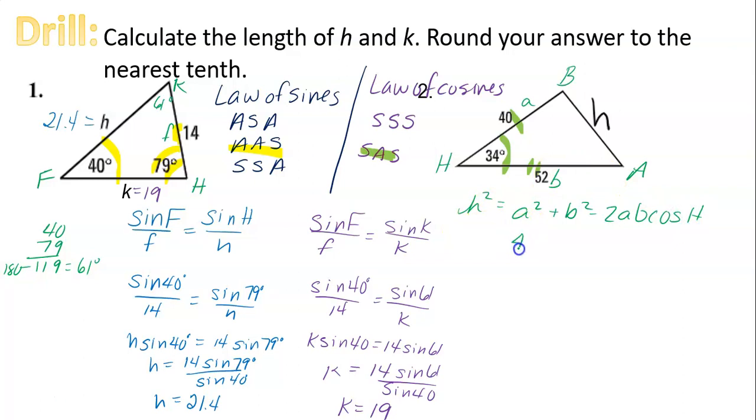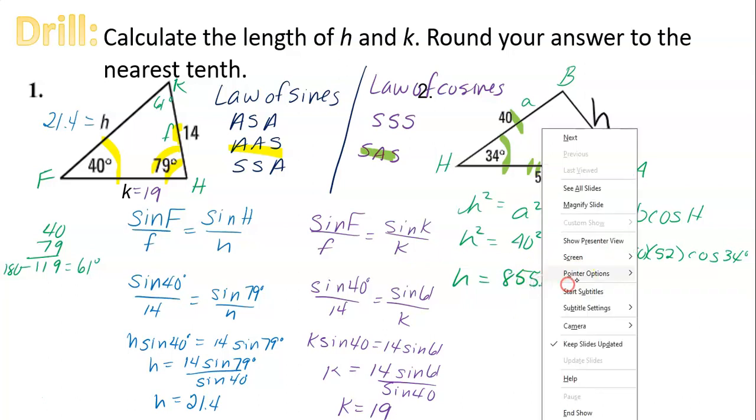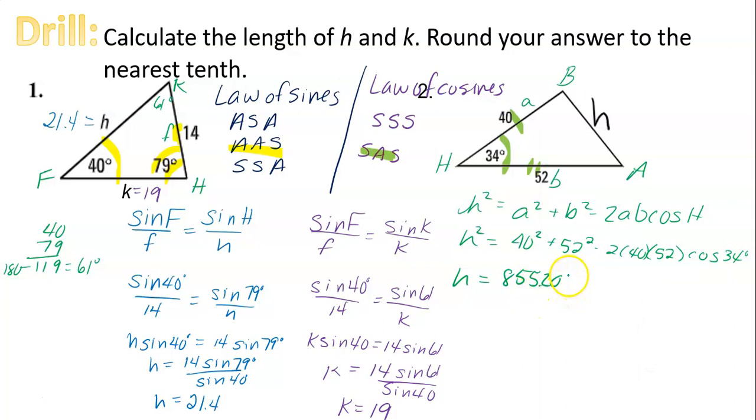So A is 40, so 40 squared plus 52 squared minus 2 times 40 times 52 times the cosine of 34. And again, everything on the right-hand side is a number, so you can type all of that into your calculator. And we find that h squared is 855.0369.